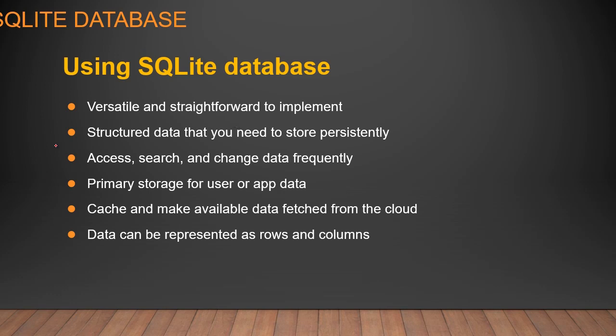If you want to store your data in a structured format and store it persistently in the app, you can use the SQLite database to do this for you. And if you are changing the data frequently, or accessing and searching it, SQLite is also meant for this purpose. This database is stored alongside the app inside a private storage for your app's data. Neither other users nor other apps can access it. And if you want to cache data from the cloud and store it persistently, you can use SQLite for this purpose, because data are represented as rows and columns inside the SQLite database.